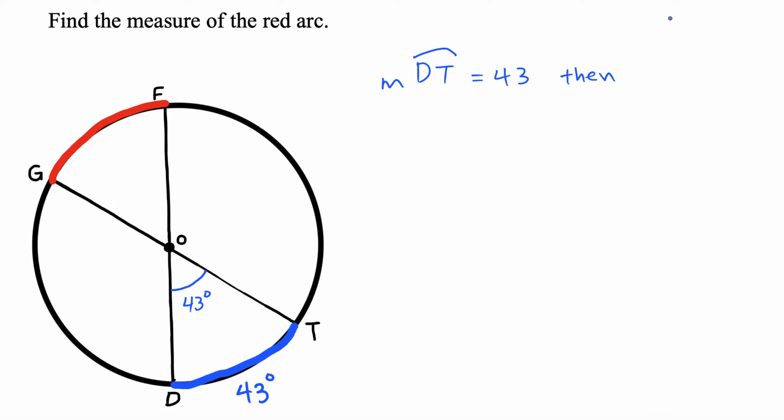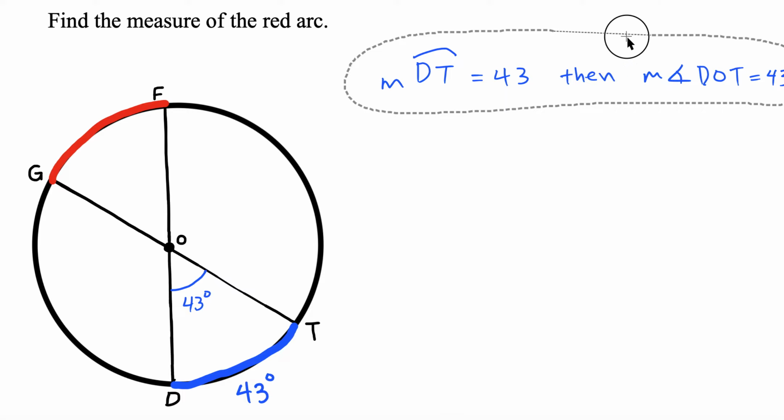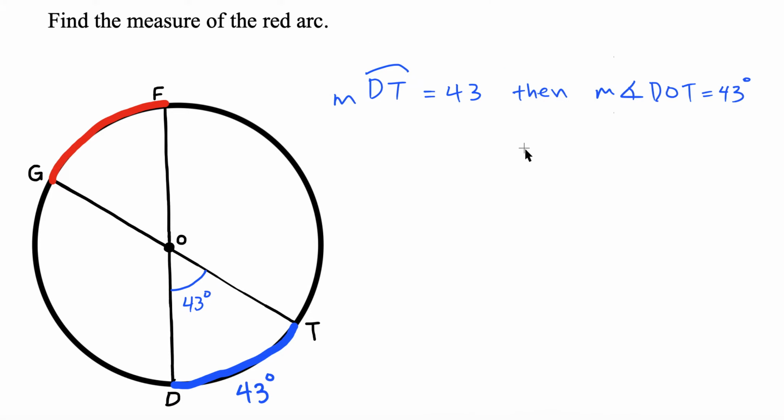Then the measure of angle DOT is going to equal 43 degrees. And I know that went a little off screen, so let me bring that in. I just rewrote what I did so far in a mathematical statement right here. But we really only took this outside arc measure and brought it into this central angle. That is all we did so far.